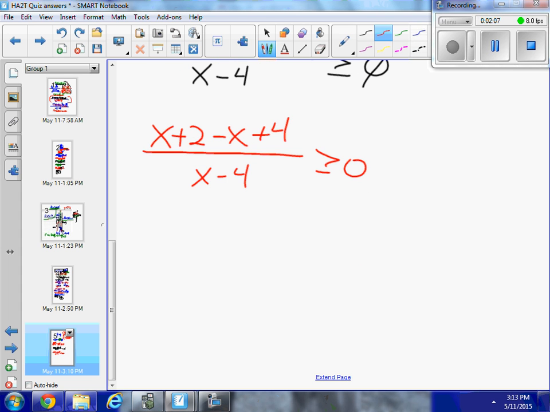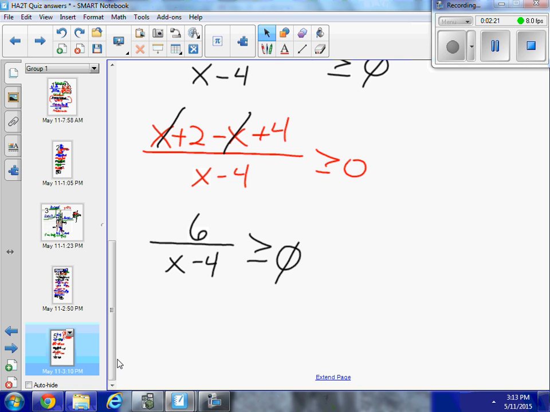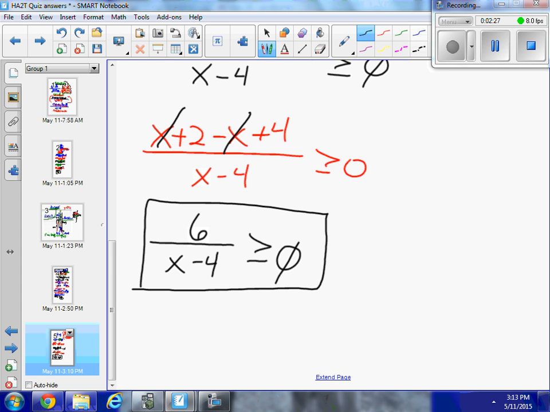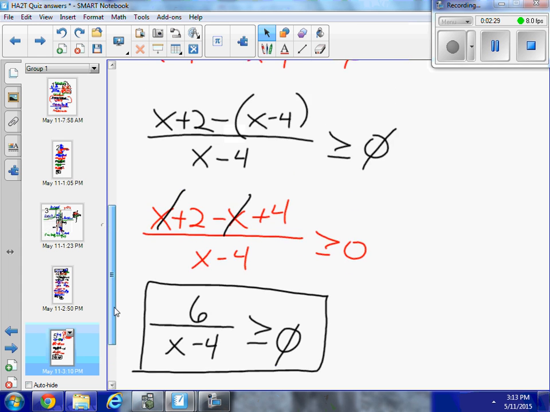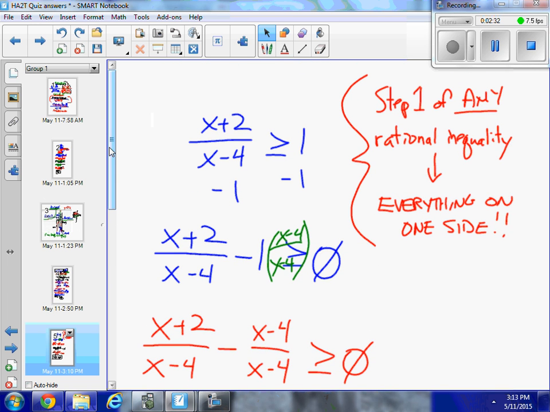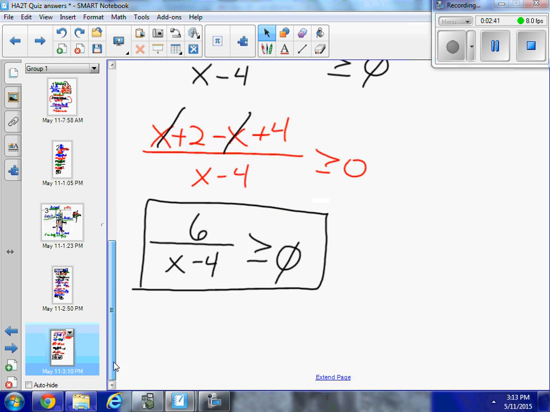And let's simplify. Well, these x's here are going to cancel out, a positive x and a negative x. That gives me 6 divided by x - 4 is greater than or equal to 0. Now, this inequality right here is the exact same thing as our original inequality. All we did was move the 1 to the other side and then simplify. They are the same thing, just written differently.